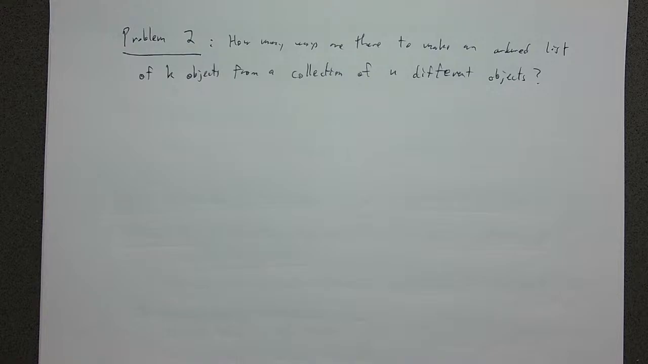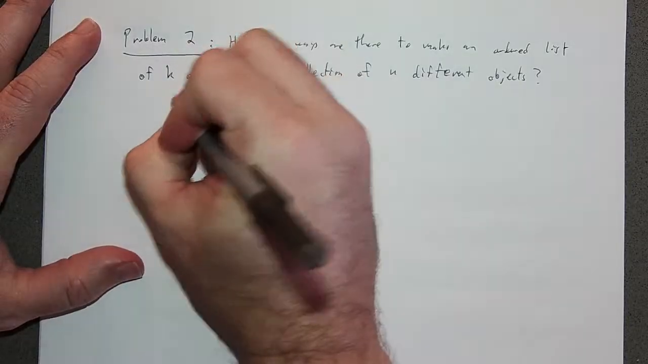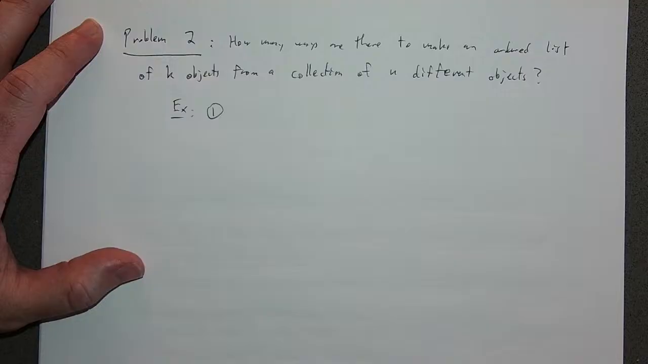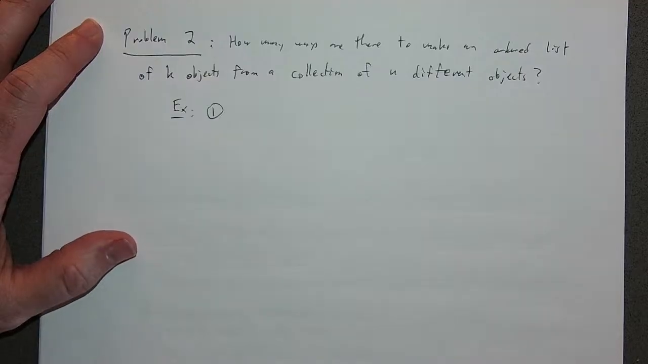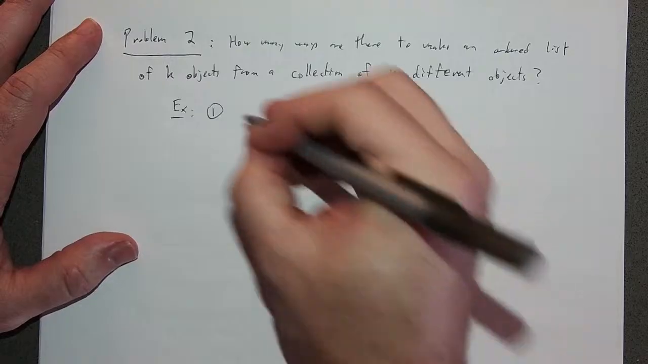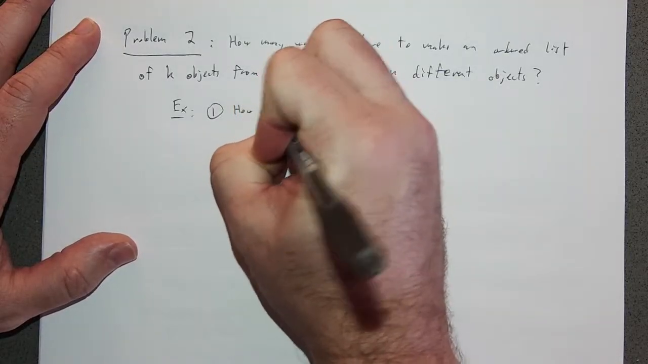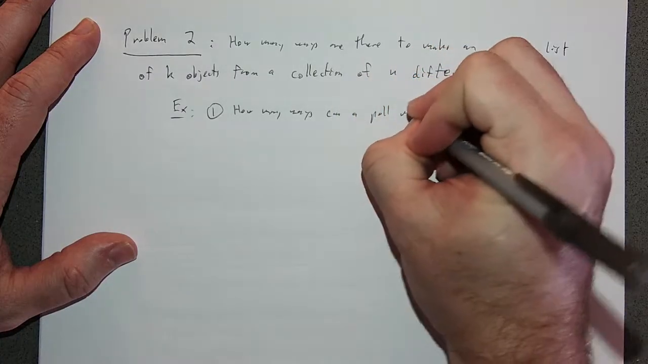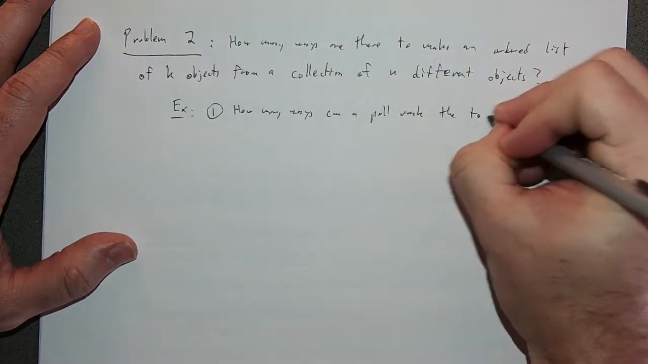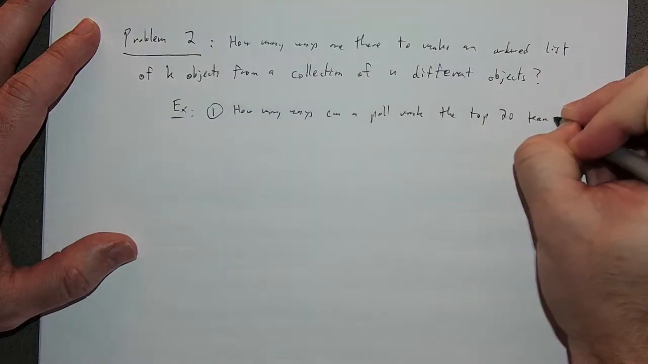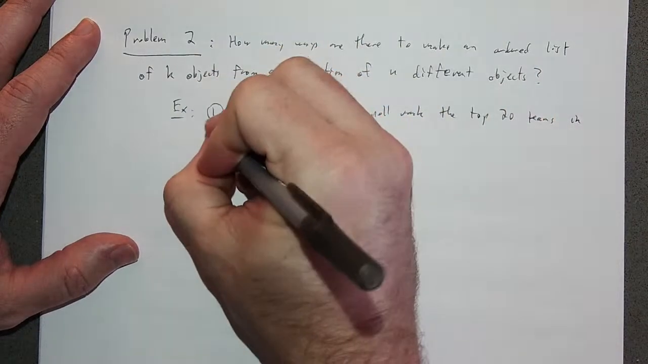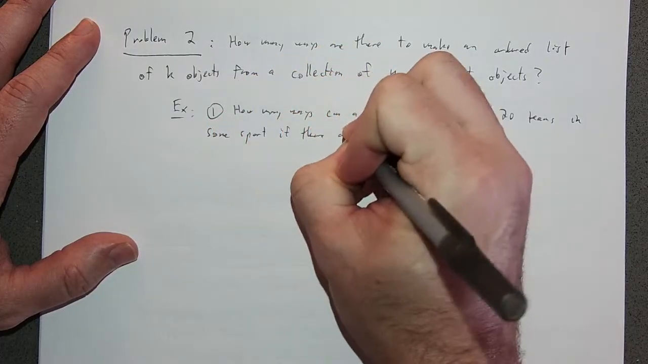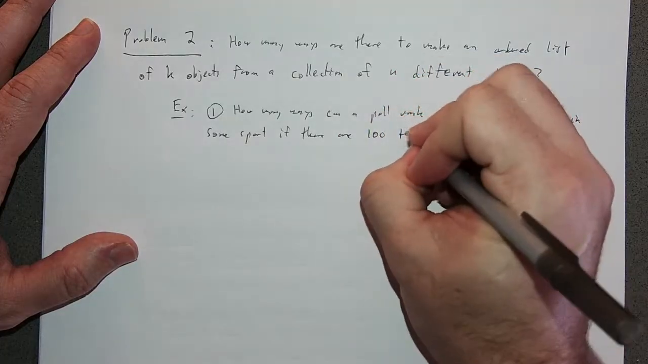Okay, so examples of questions like this. Maybe one is, how many ways can a poll rank the top 20 teams in a college sport if there are 100 teams in the division, right? So how many ways can a poll rank the top 20 teams in some sport if there are 100 teams total?